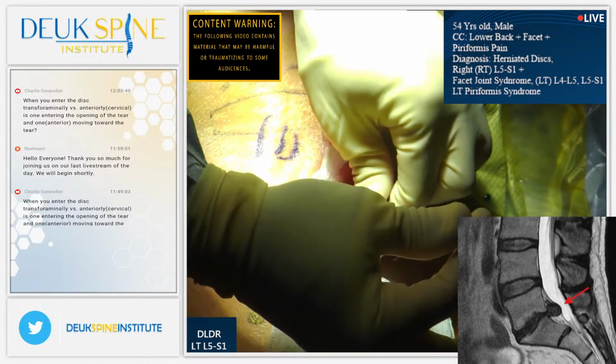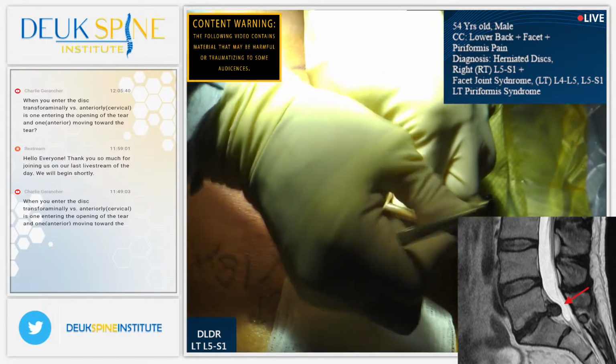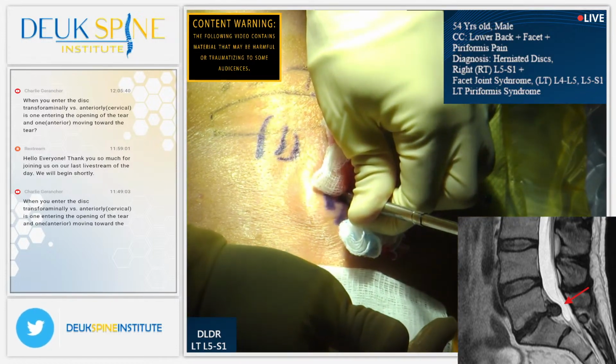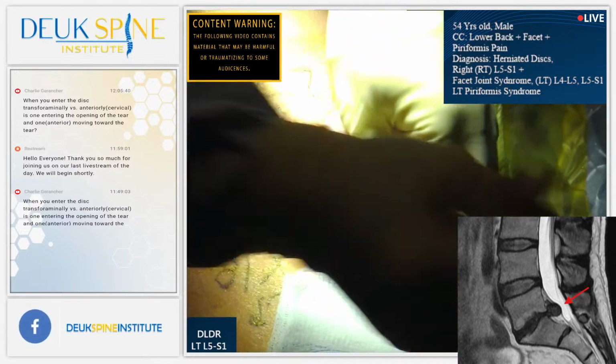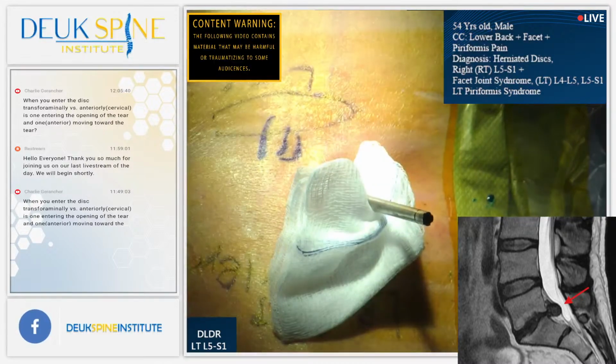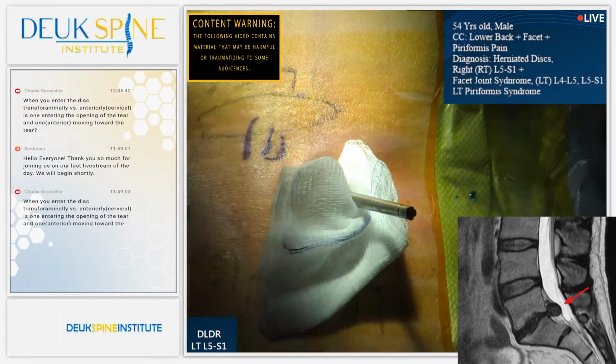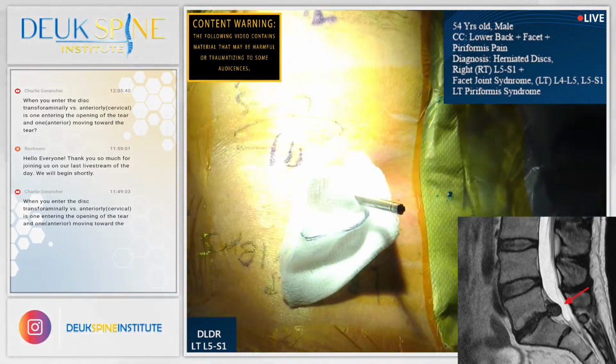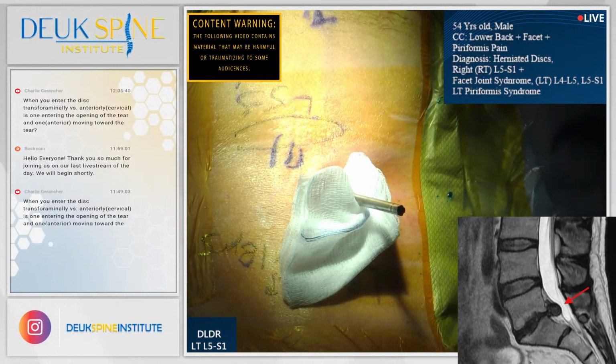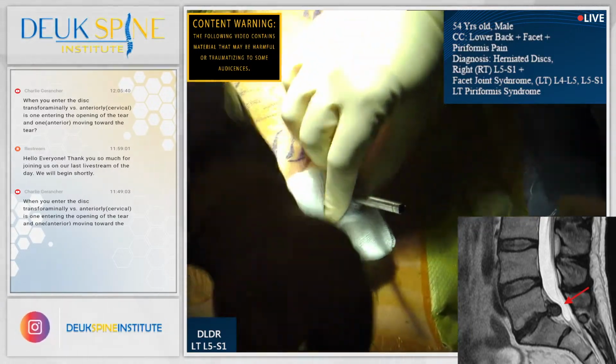That's our goal. So a lot of people don't understand that about spine surgery. They think the goal is to get all the herniation out. It's not. It's to get rid of the patient's symptoms permanently with one surgery. And this surgery you're watching right now is the very best: transforaminal endoscopic Duke laser disc repair.